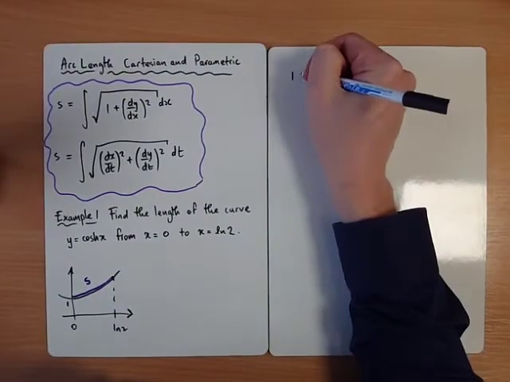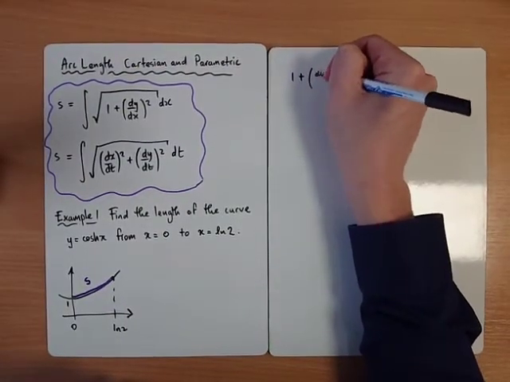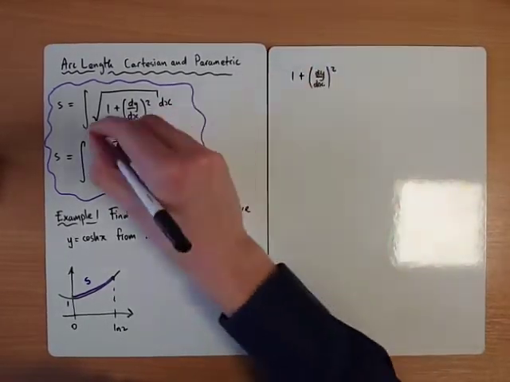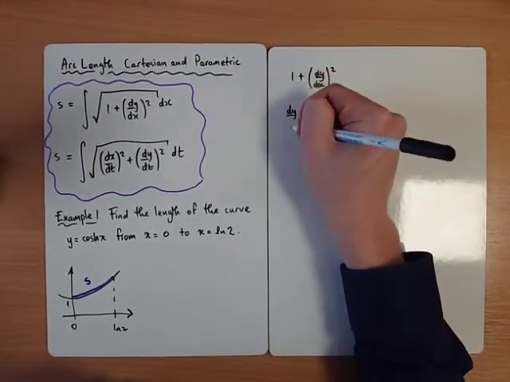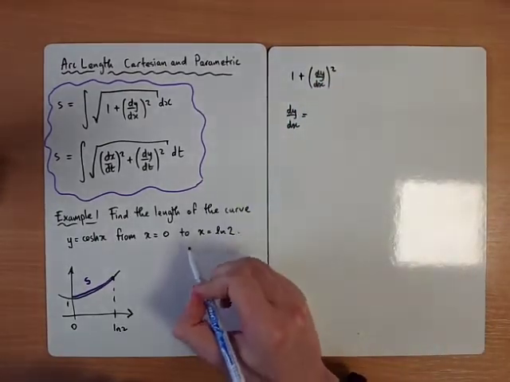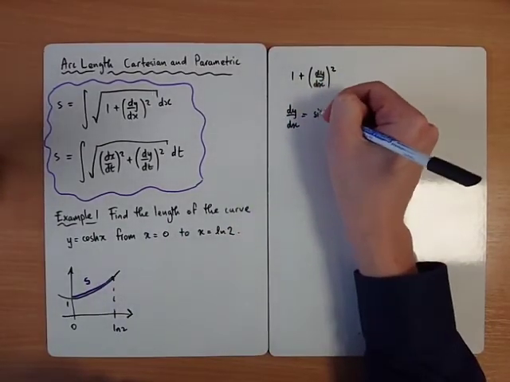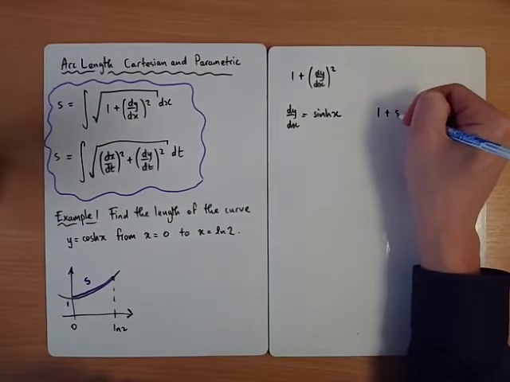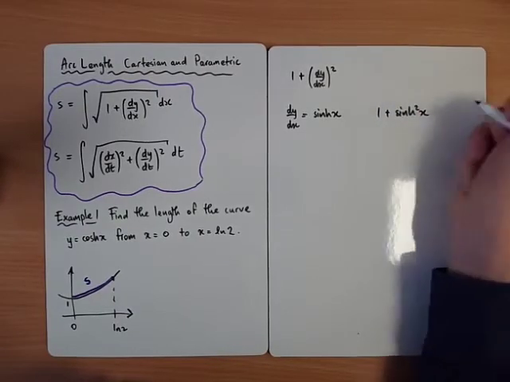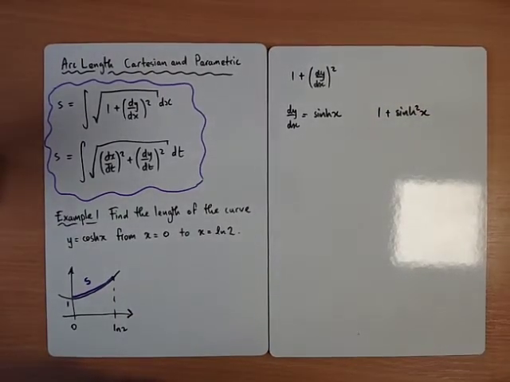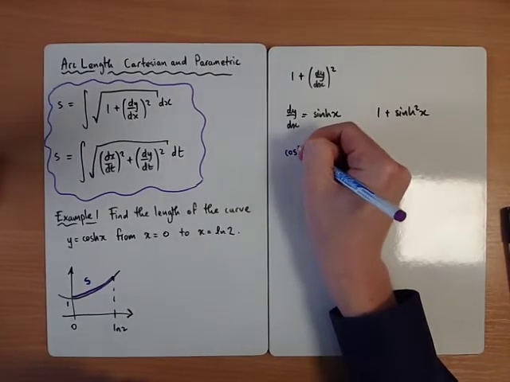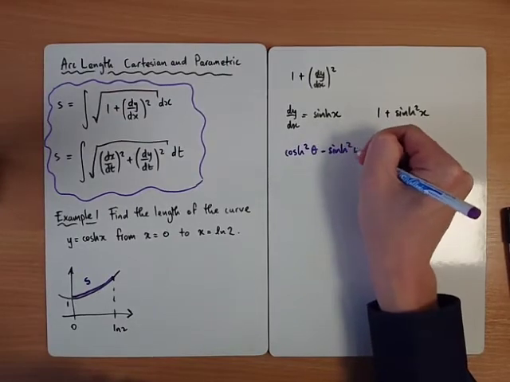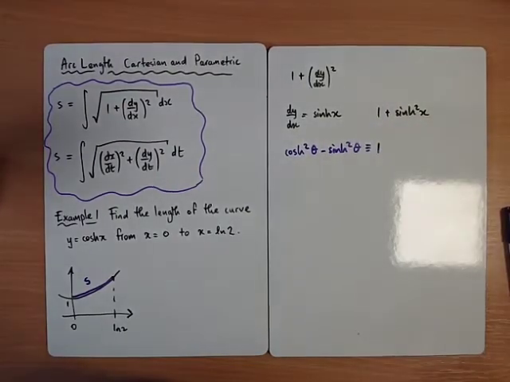Think about what 1 plus dy by dx squared would look like. So a nice place to start before we sub into this integral is just obviously differentiate. So cosh differentiates to sinh. So 1 plus sinh squared. And think about the identity that we could use, which we also get in the formula booklet, cosh squared minus sinh squared would be equal to 1.